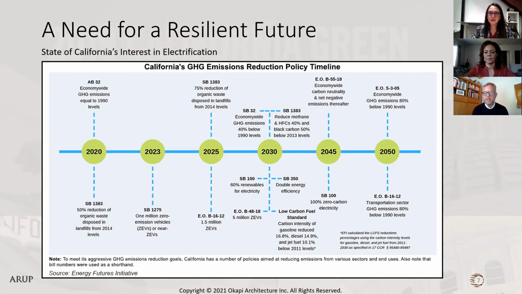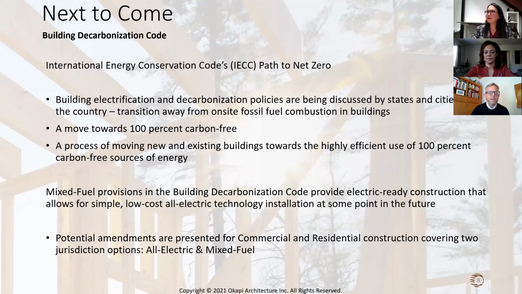So if you go to the next slide. What does that mean when we talk about where we're moving? There's lots of code development happening around the world. The International Energy Conservation Code has a path to net zero that's tied to building electrification. So you see some of that in cities already.